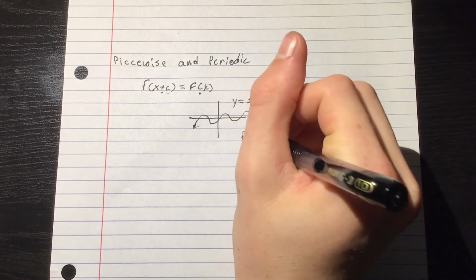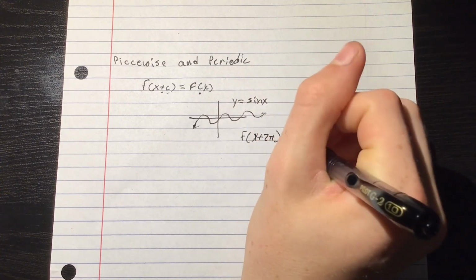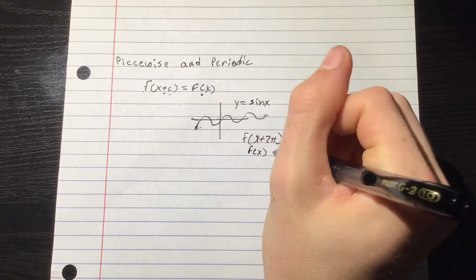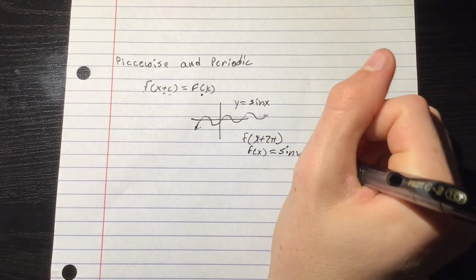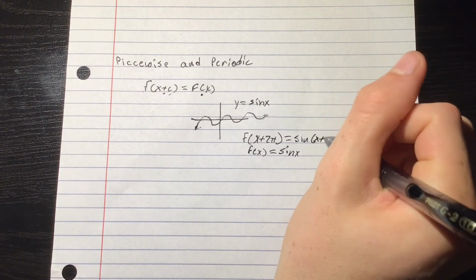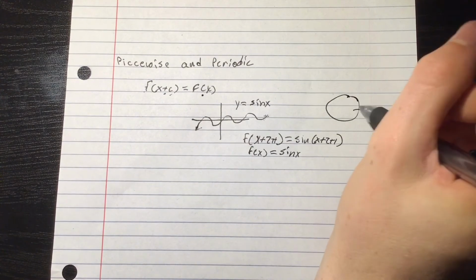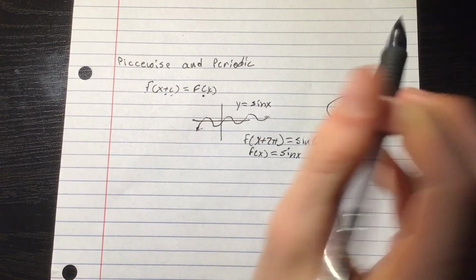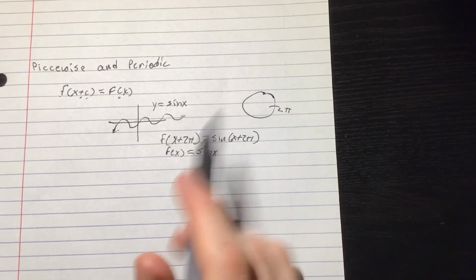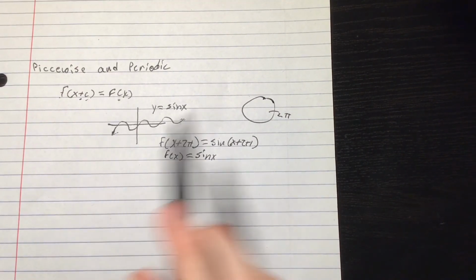So if I took f of x plus 2 pi for f of x equals sine x, that would equal sine of x plus 2 pi. And this makes sense because the unit circle is only 2 pi around. So each time I go around, I'm repeating the same values over and over, which is why this graph is periodic, because it just repeats the same pattern.